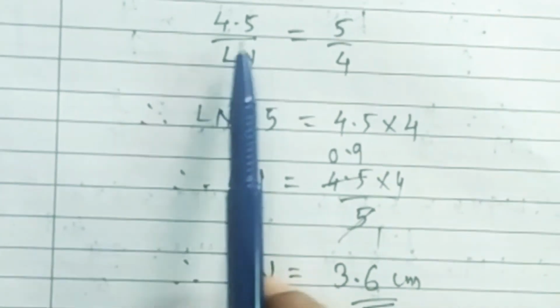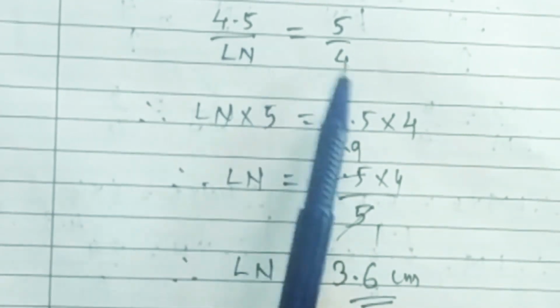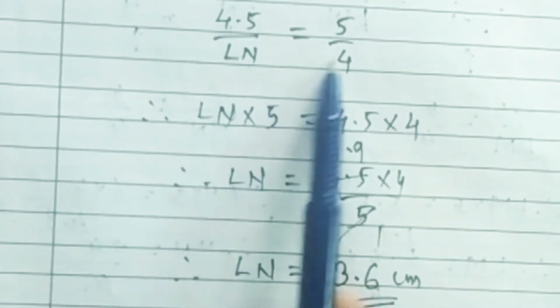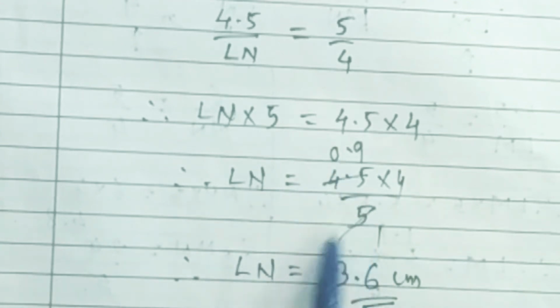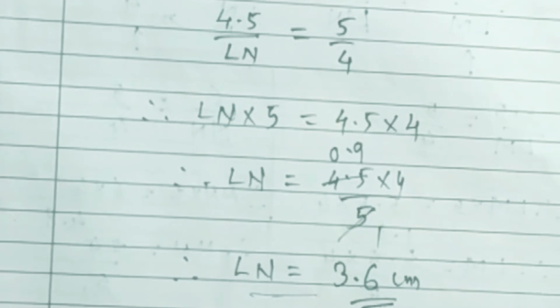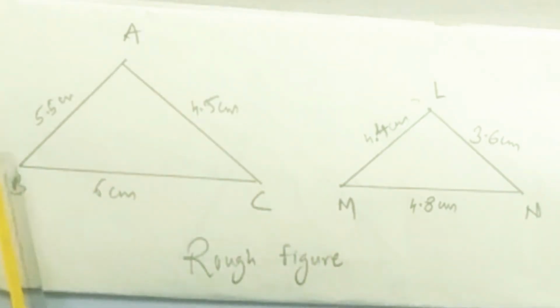Third ratio, that is 4.5. AC is 4.5 centimeter, upon LN is equal to 5 upon 4. Cross multiply: LN into 5 is equal to 4.5 into 4. Therefore, LN is equal to 5 ones are 5, 5 nines are 45, that is 0.9 into 4. LN is equal to 3.6 centimeter. So here is the rough diagram of triangle ABC, where the lengths of all three sides are given, and the rough diagram of triangle LMN, where we have found the lengths of all three sides.